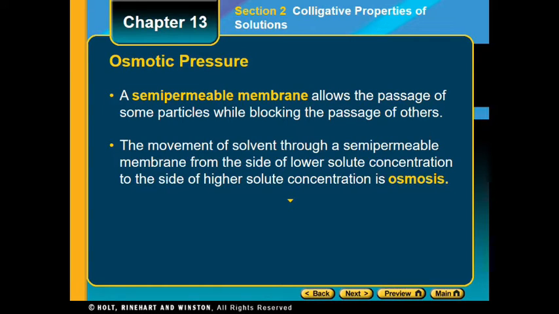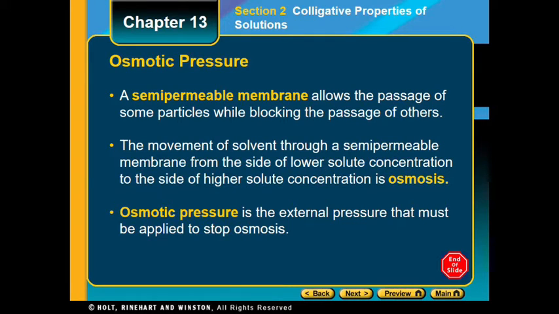Semipermeable membrane, it does allow the passage of some particles while blocking the passage of others, so it's going to depend on the size of your particle, what can get through the membrane. And the movement of solvent through a semipermeable membrane from the side of lower solute concentration to higher solute concentration is called osmosis. So again, the key to osmosis is going to be low solute concentration to high solute concentration. Low to high is going to be the direction of our movement.